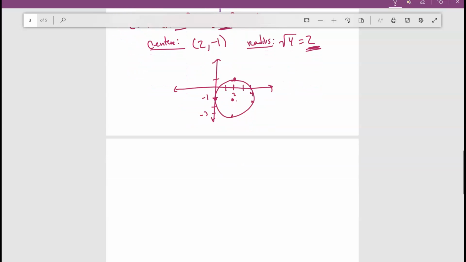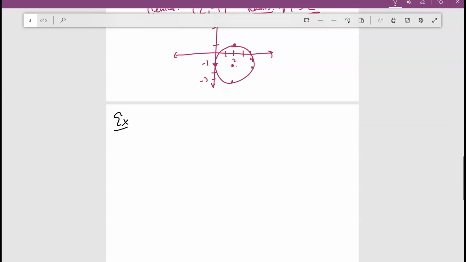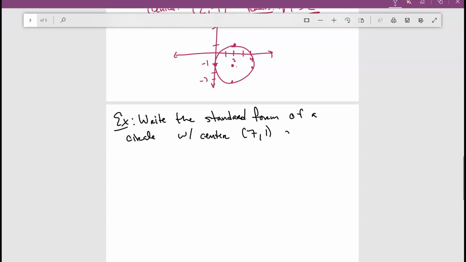Let's do a couple more problems that are a little bit more involved. So let's say we want to write the standard form of a circle with center (7, 1) and contains the point (-1, -5).